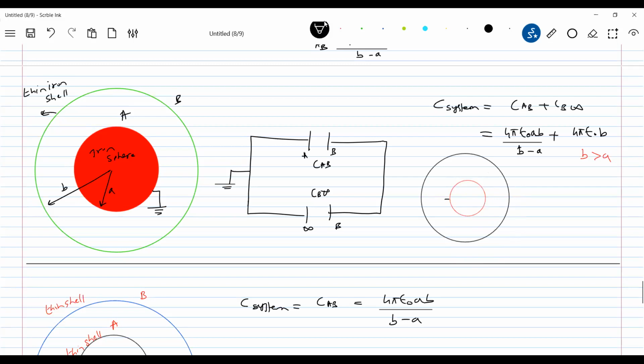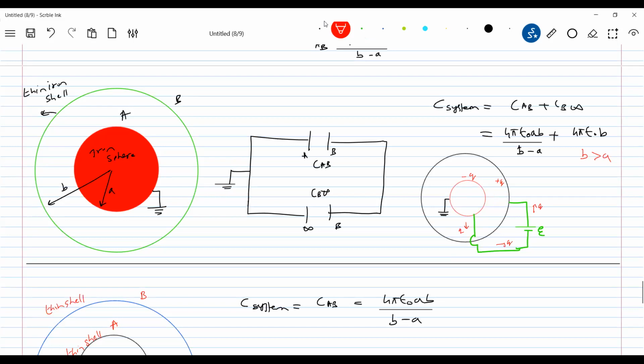So what about the shell? The battery, I'm going to bring it here. No, there is no connection there. Send it like this. What about the charge? Plus Q charge, it will send, and that Q charge will go and deposit here. It will induce minus Q charge on this. And from here, the plus Q charge will leave. It comes like this.